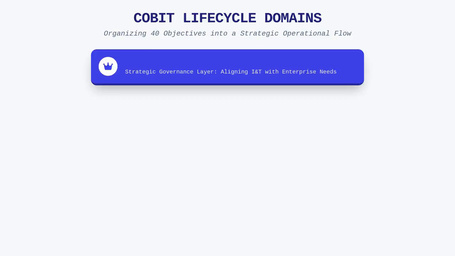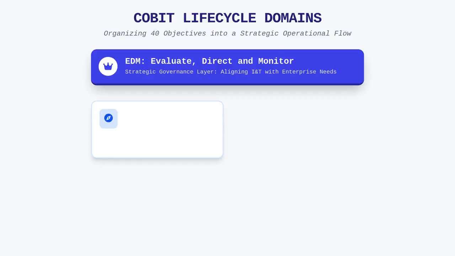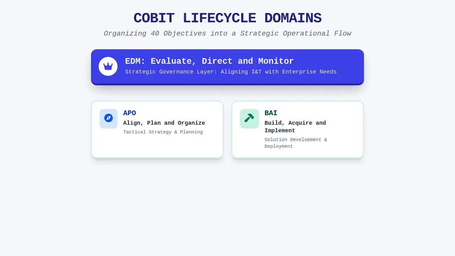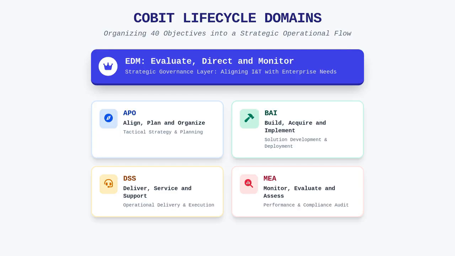To avoid being overwhelmed by 40 individual components, COBIT organizes these objectives into 5 distinct lifecycle domains that reflect the natural flow of operations within an enterprise. These domains are evaluate, direct, and monitor, which forms the governance layer, followed by 4 management layers known as align, plan, and organize; build, acquire, and implement; deliver, service and support; and finally, monitor, evaluate, and assess.